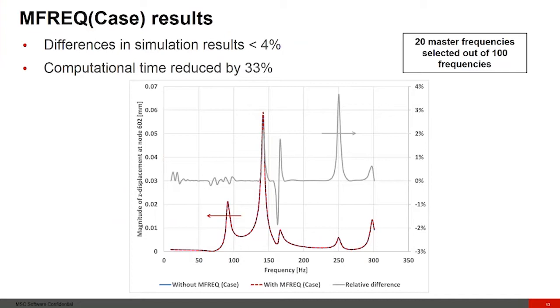Okay, here's some other results. You can see the blue curve is without MFREQ, and then the red dotted curve, which is right on top of it, is with MFREQ, and you can see all the peaks are captured and the response is very identical. The little gray curve there shows the error percentage, and we can notice that the maximum difference is less than 4%, which is trivial, but the computational time is reduced by 33%. In this case, we picked 20 master frequencies out of 100.